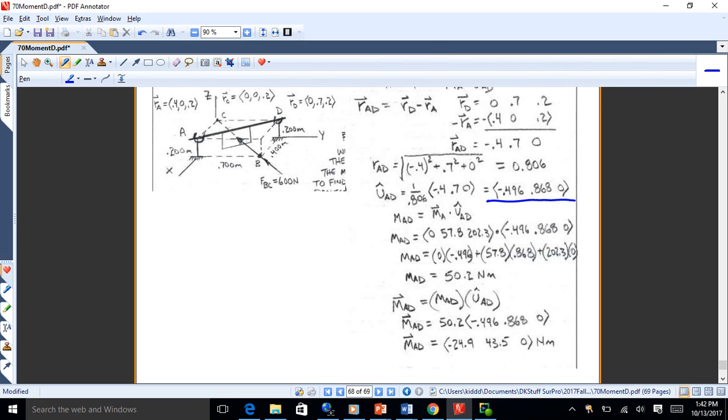And then once I've got that, I'll just dot it with the moment vector. And this will get me a magnitude. So remember that a dot product gets you a magnitude. So that's 50.2 Newton meters.